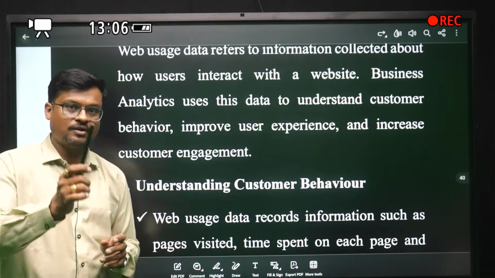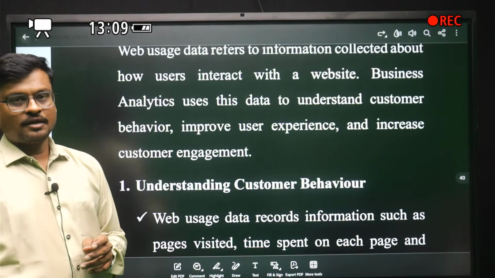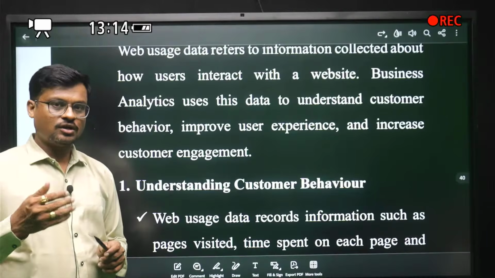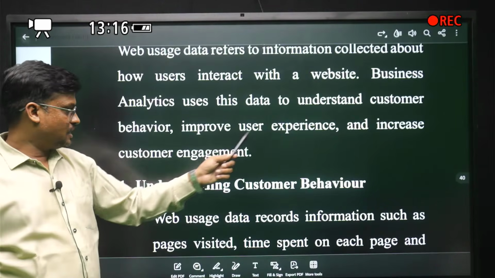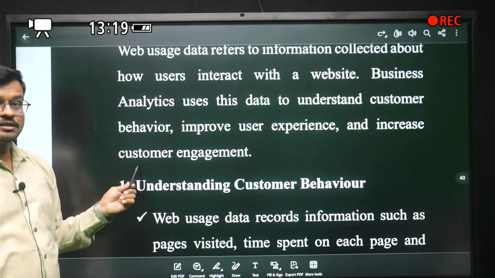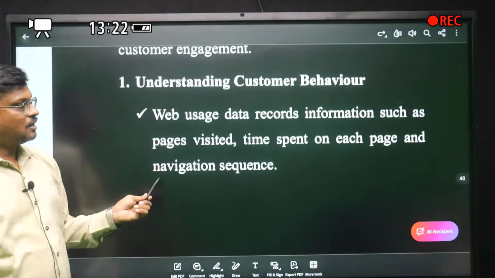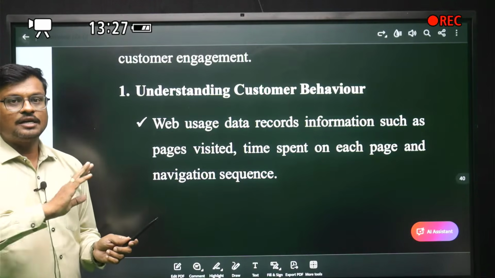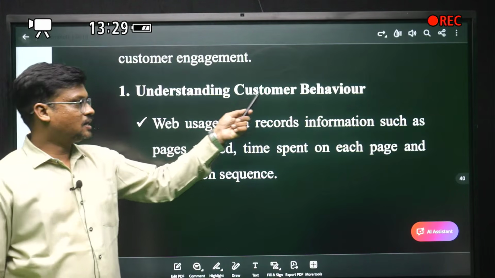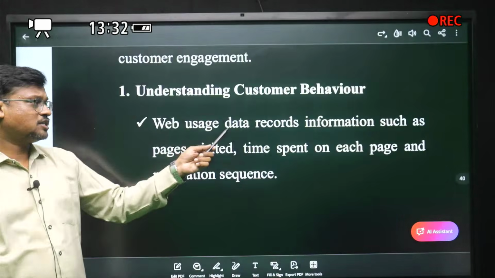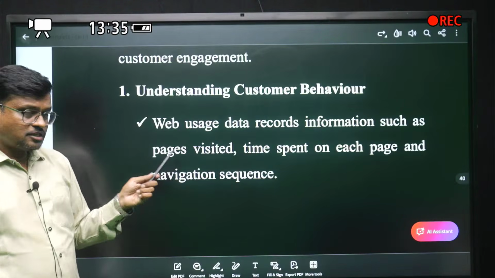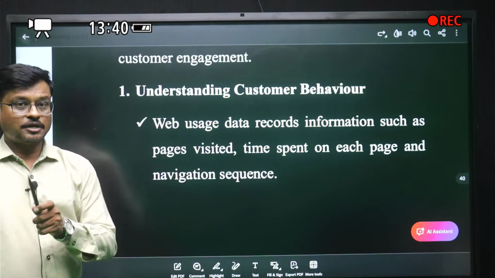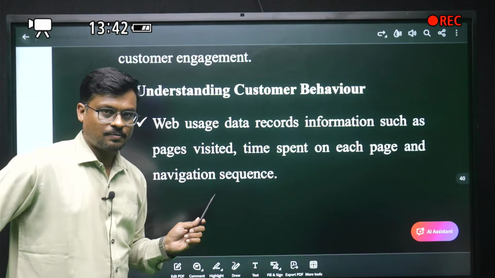And the best example for this is your Blinkit, Zepto, Instagram. Based upon your interest, how you are using them, based upon your user experience, they will increase the customer engagement. Okay, see, just remember Instagram in your mind and go with this topic. You can link it very easily. Okay, understanding the customer behavior. Web usage data records information such as pages visited by you, time spent on each page, and the navigation sequence. Based upon this, you will get the newsfeed in Instagram, right?